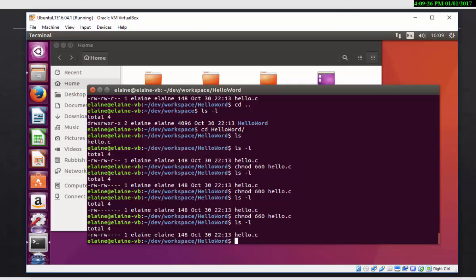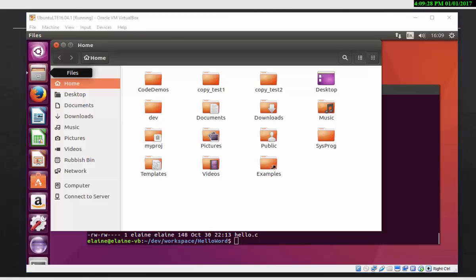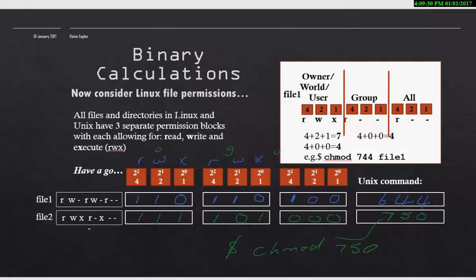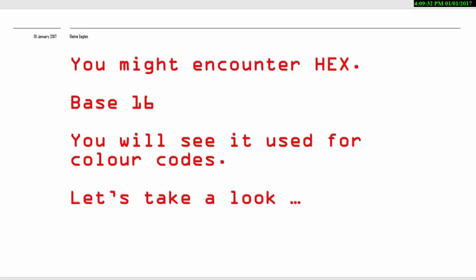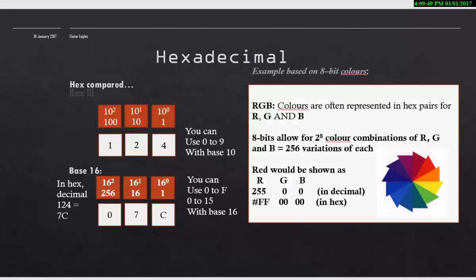Right, back to the slides. And the next thing I'm going to do is cover the last base. So I touched very rapidly on Octal, but base 16 is actually used. So again, you've got your base 10, you've got your base 2, you've got your base 8, and now you've got your base 16. You often see this in association with color codes. Let's have a look. So you'll often see #FF.